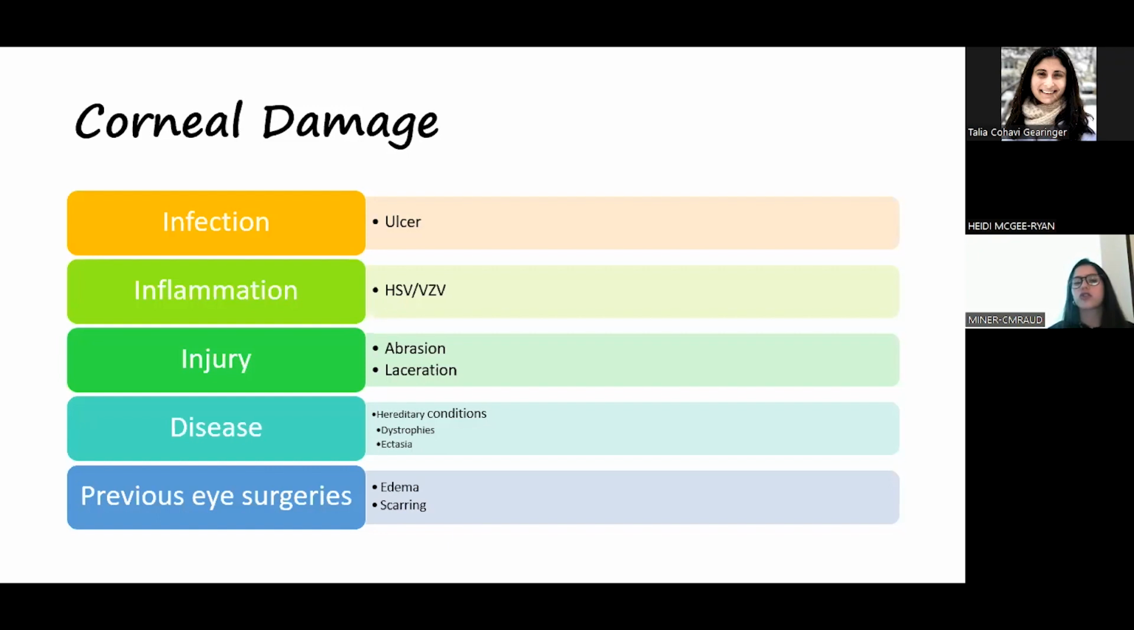Even cataract surgery can have a huge effect on the cornea because we're working between the cornea and the lens. So any ultrasound wave affects the corneal tissues as well. So it can cause chronic edema, and then that can turn into chronic scarring as well.